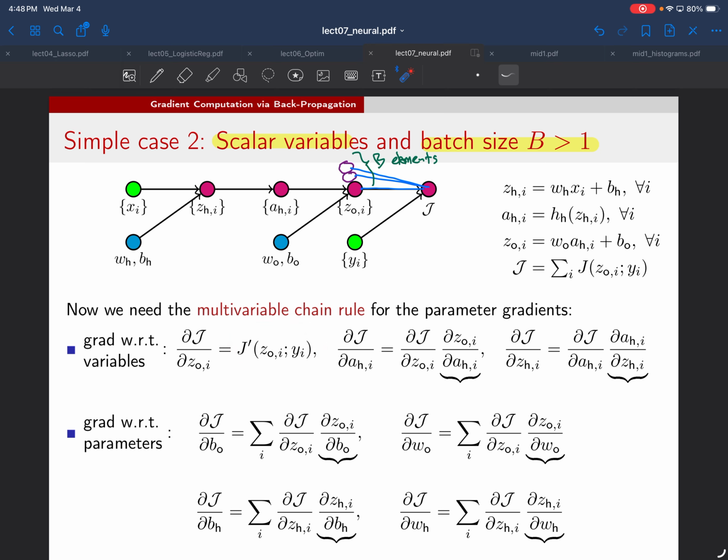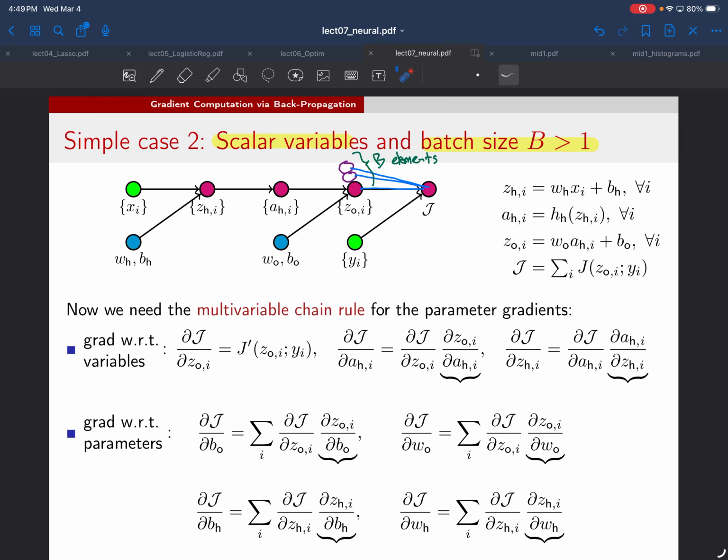Okay, is it clear why the sum went away? Because we're looking at one particular i, and this is summing over all i, so we only need to concern ourselves with the i that we are doing the gradient for. Okay, so we have now computed those gradients.